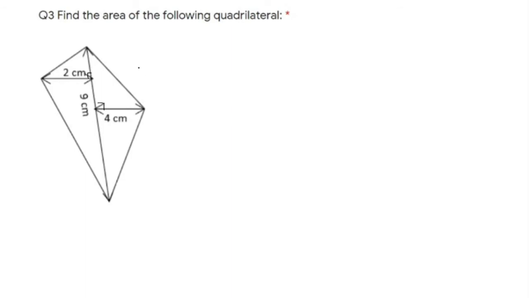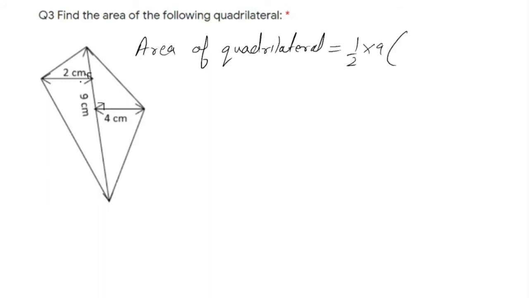So the common base can be taken over here, so we can take the area in the shortest way. Sometimes in the MCQs it is asked, it becomes easy to calculate. So the area of the given quadrilateral, you can take it as half, and this 9 is taken as common, and we add those heights together, 2 plus 4, because it is half base into height and half base into height.